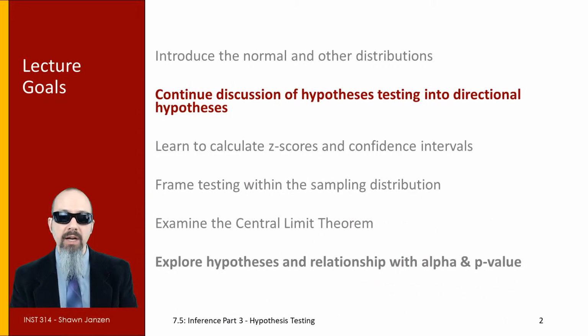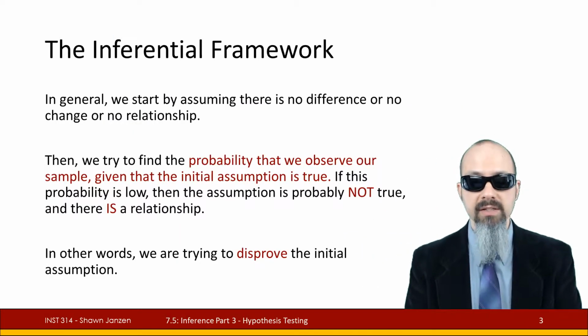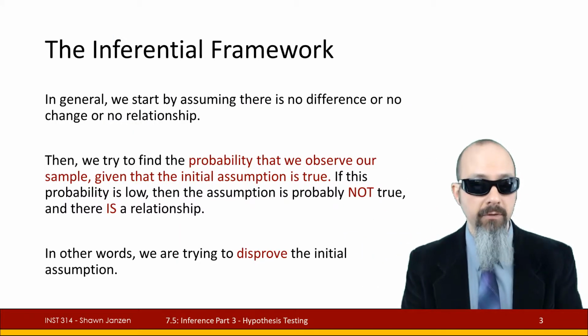We're continuing our talk on Inference Part 3 with the normal distribution, z-scores, and confidence intervals, and we're expanding these topics into hypothesis testing. In previous videos, you probably heard me say things like left tail and right tail, upper and lower. This is where we're really going to dig into what those topics mean and what it means for our hypothesis testing as we get into what we call directional hypothesis testing. So let's go ahead and get started with a talk on the inferential framework.